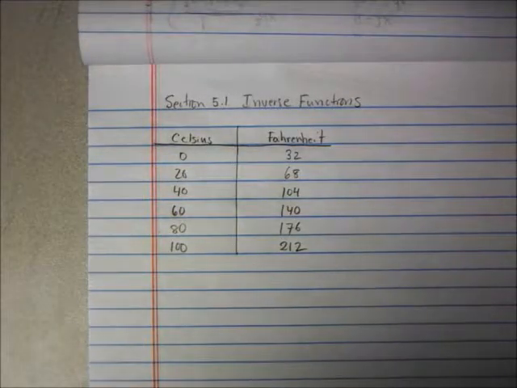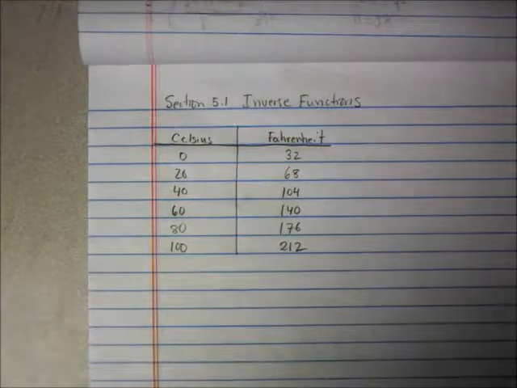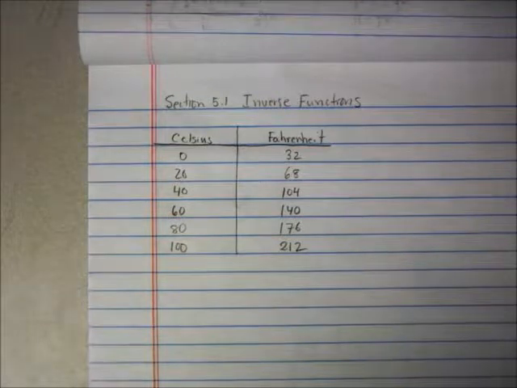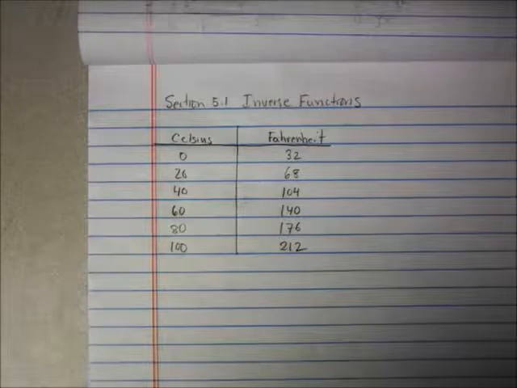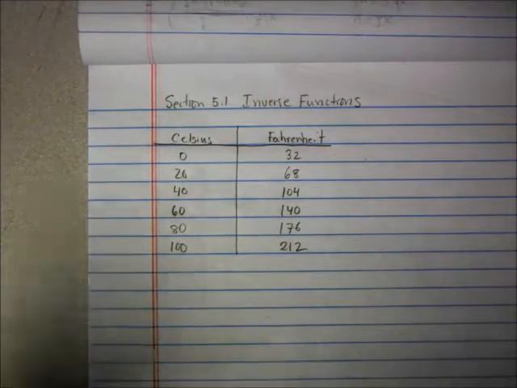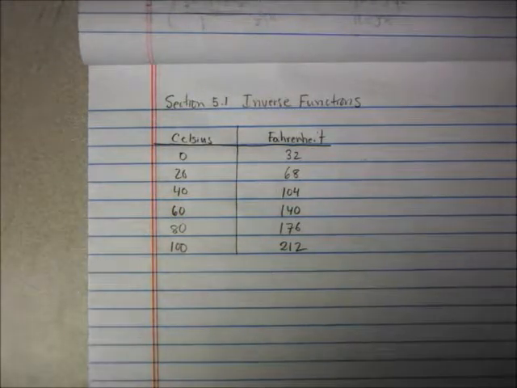Section 5.1, Inverse Functions. Consider if you were traveling somewhere out of the United States, pretty much anywhere in the world other than the United States, and you woke up in the morning and you heard that the temperature was going to be 32 degrees. Of course, everywhere else in the world they use the Celsius scale. We tend to use the Fahrenheit scale. You would need to have an idea of how hot is 32 degrees. What sort of clothing should I wear?